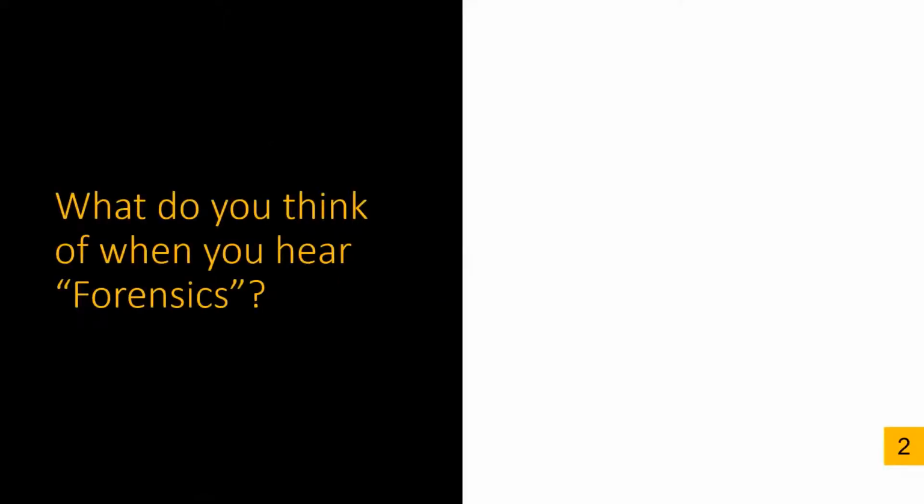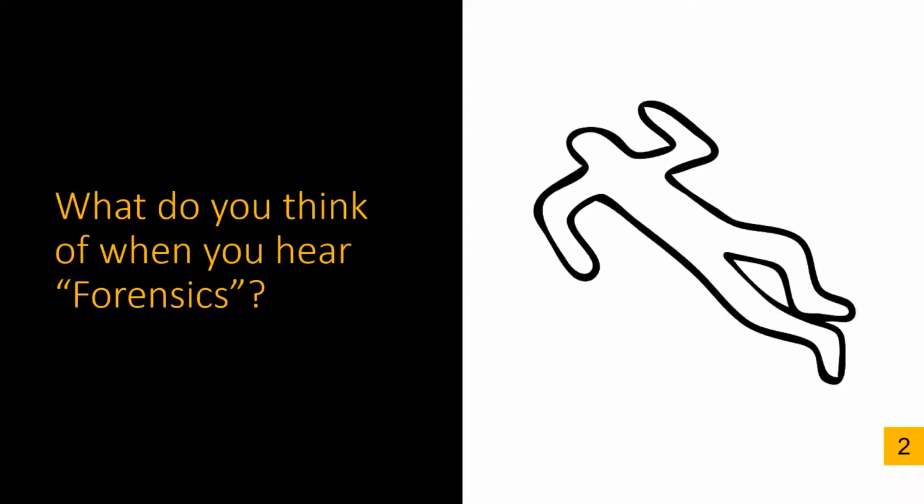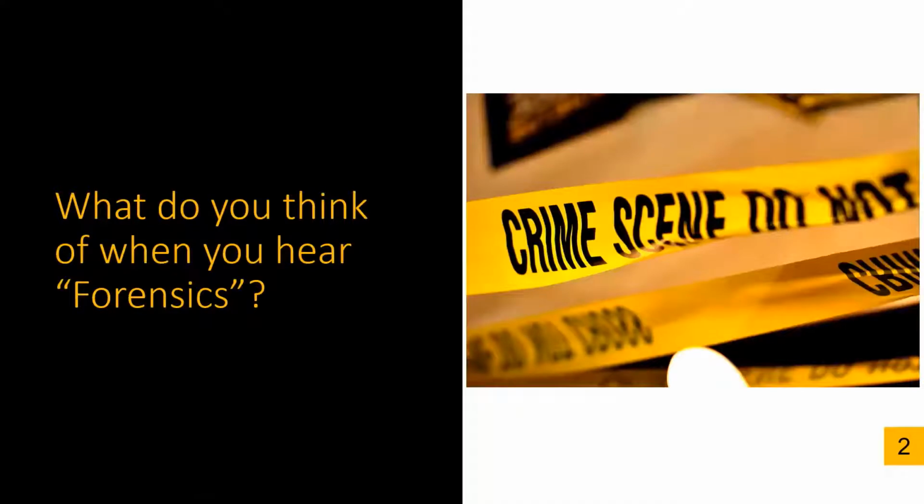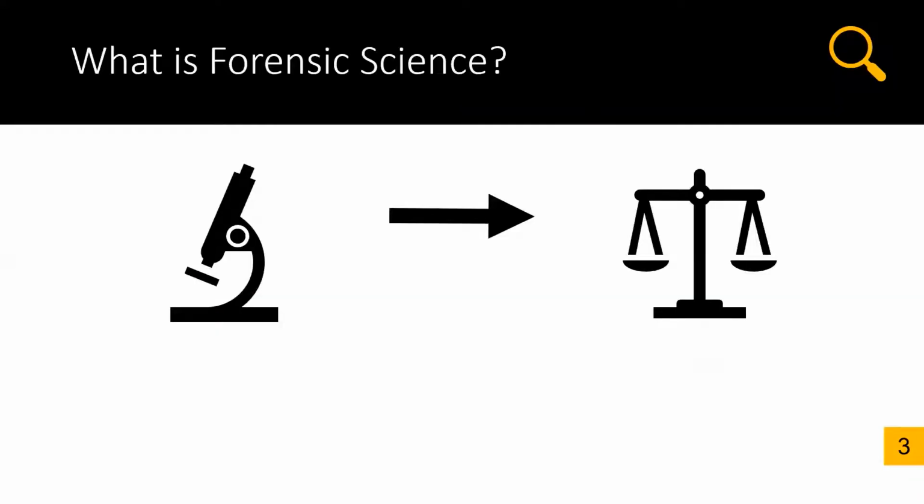What do you think when you hear forensics? Most people think of the chalk outline or the crime scene tape, but this term actually covers the interdisciplinary world of crime scene investigations. Forensic science, or forensics, is the application of science to the law. It establishes how events took place through the evidence identified at crime scenes, and thereby provides impartial evidence that can be used in a court of law.